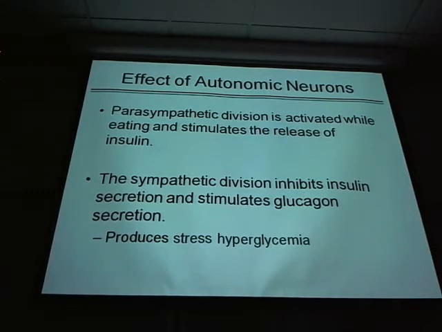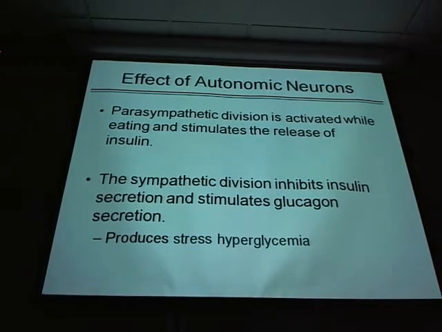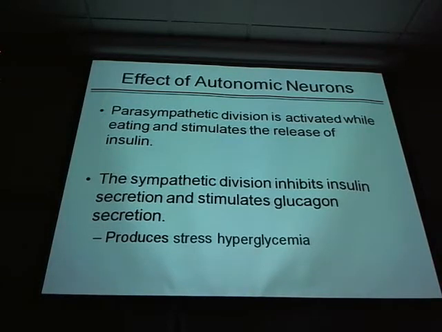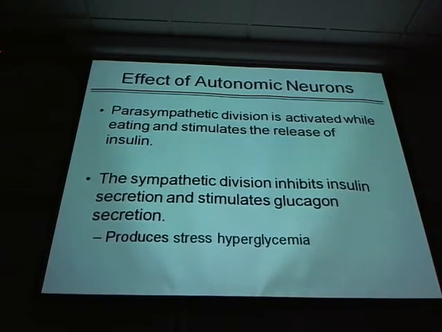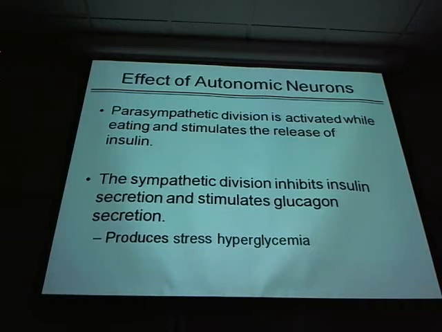If you have a fight or flight, your insulin's going to go down because you don't want to be pulling blood sugar out and storing it in the liver. You want it available to go to the muscles and the heart and the brain where it's needed. That's why your insulin goes down, your glucagon goes up, because that releases a whole bunch of sugar. So as soon as the glucagon goes down, the insulin goes back up. Then it's starting to store. Sympathetic division inhibits insulin secretion, stimulates glucagon secretion, produces stress hyperglycemia.